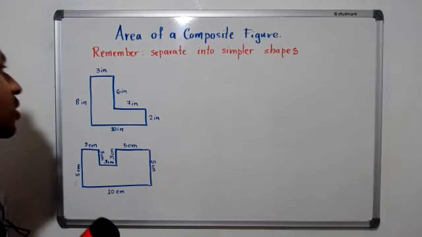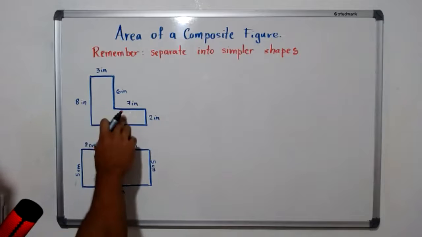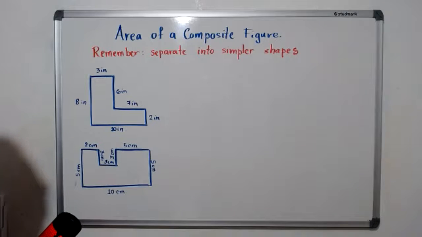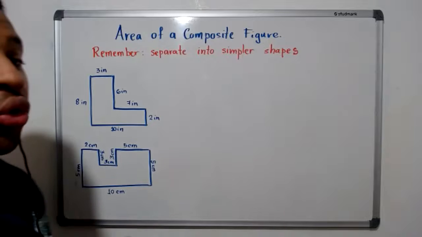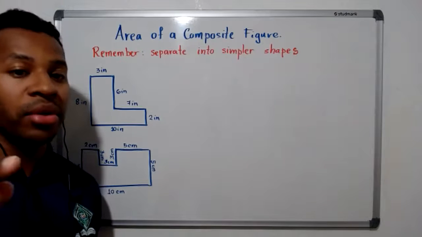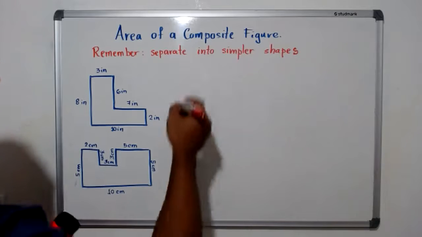It's your business. Okay. So we have here the first figure. We need to separate this figure. And remember that the objective is to calculate the area, but also you are going to calculate the perimeter of the figure. But the perimeter of the figure is easier.